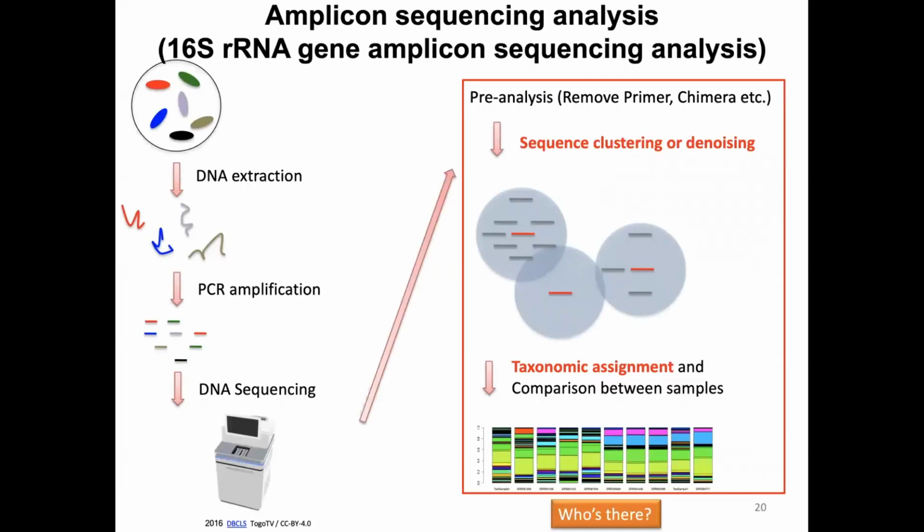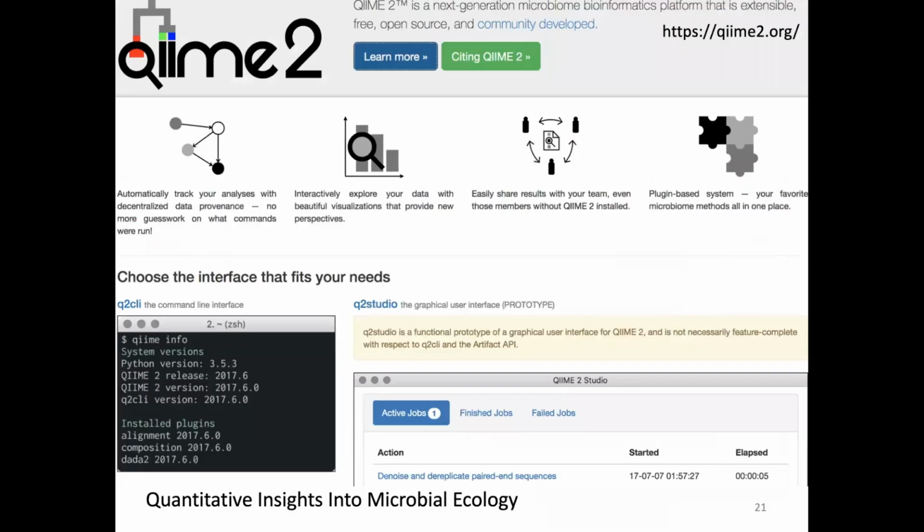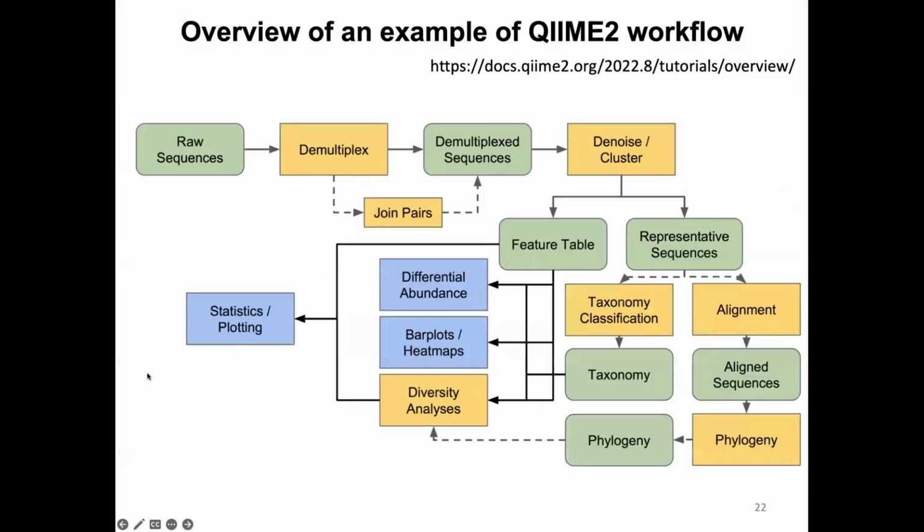I described the bioinformatics of amplicon sequencing, but how can you conduct the actual analysis? You can easily conduct bioinformatics analysis of 16S ribosomal RNA gene amplicon sequencing data using QIIME2. QIIME2 is an open source analysis environment written in the Python programming language. Using QIIME2, you can conduct this kind of complex analysis by only typing some commands in the terminal.